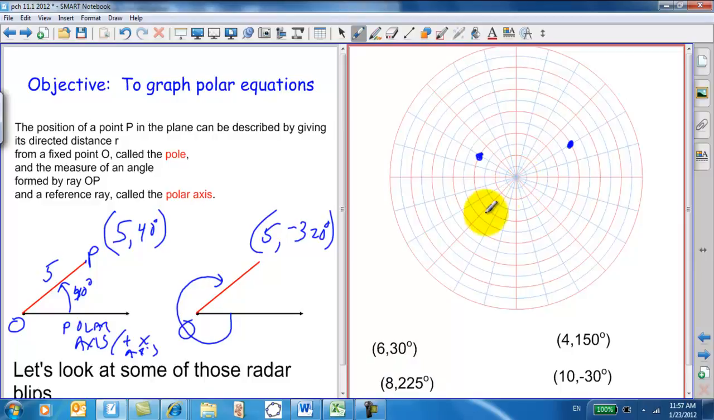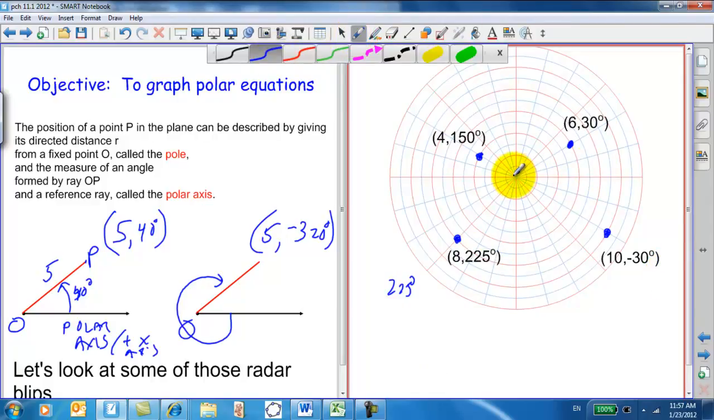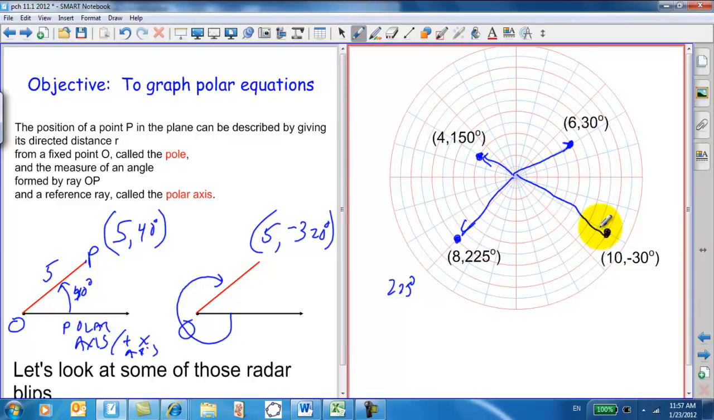8 at an angle of 225. Here's 225. 8 at an angle of 225. 1, 2, 3, 4, 5, 6, 7, 8. 10 at an angle of negative 30. Where's negative 30? 10. 2, 4, 6, 8, 10. Again, let's move all the labels with those. 4 at an angle of 150. 6 at an angle of 30. 8 at an angle of 225. Okay. Directed distance. See, all the lengths were different and the angles were different.